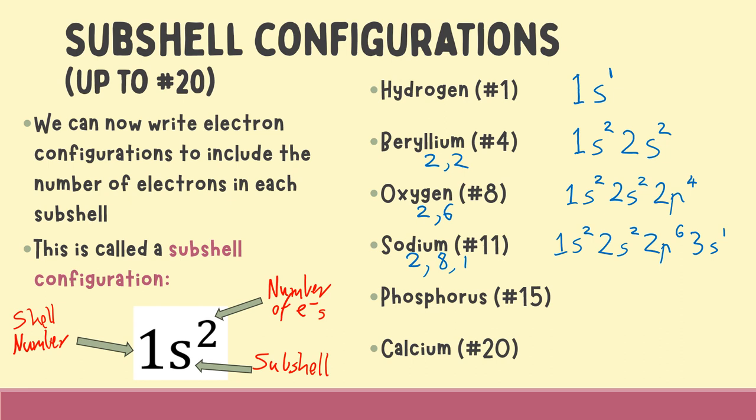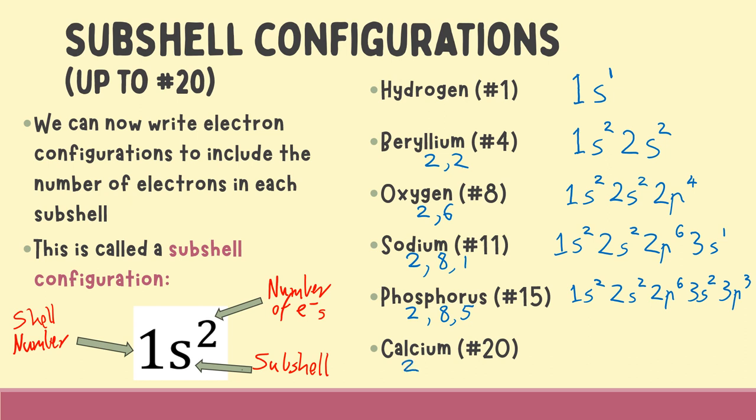Phosphorus, element 15, is going to be 2-8-5 for its electron configuration. Let's write the subshell configuration. First shell. Second shell has 8, 2 plus 6. The third shell, well, the 3s is full, it can only hold 2. Now we need to add 3 more, so they're going to be in the 3p subshell. And that gets us to 15.